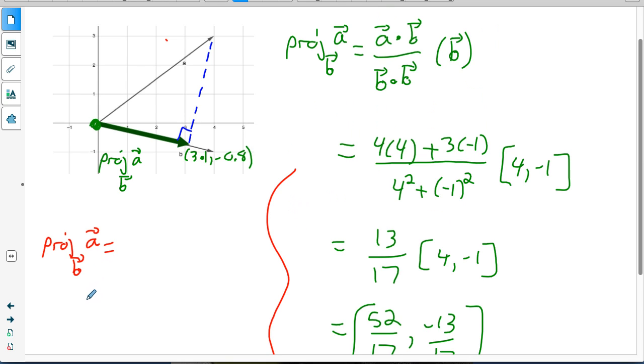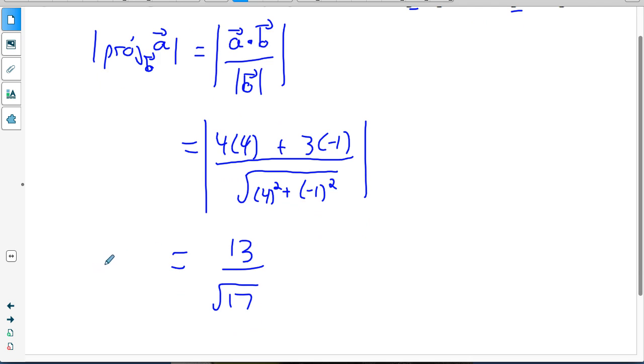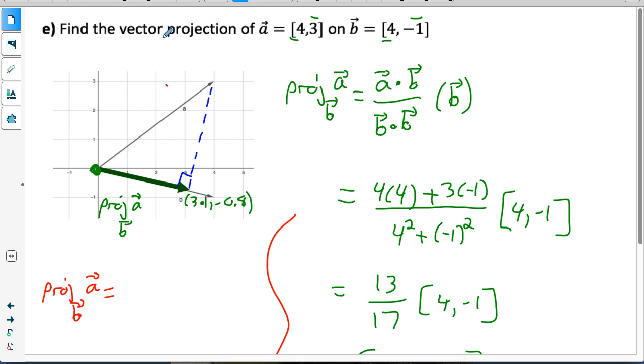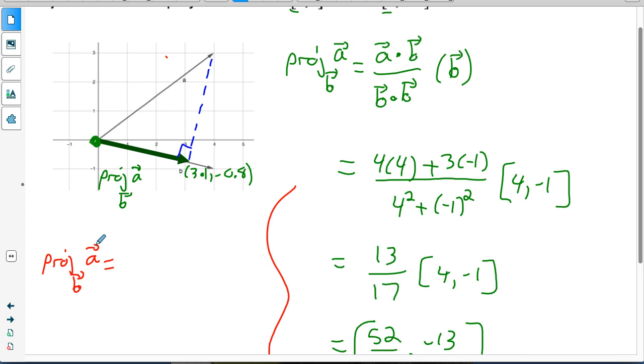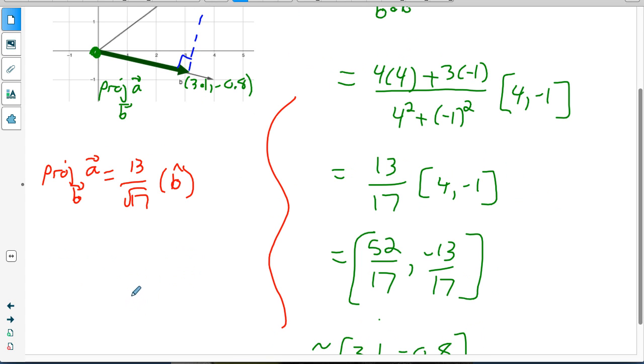So I had mentioned we could also do this question another way. Since I already knew the magnitude from part D, I already knew the length of the projection vector, I could get the vector projection by just giving it a direction. And I know the direction of the projection vector A onto B is going to be parallel to vector B. So all I would have to do is take its magnitude, 13 over root 17, and give it a direction. But I need to make sure I don't change that magnitude, so multiply it by unit vector B.